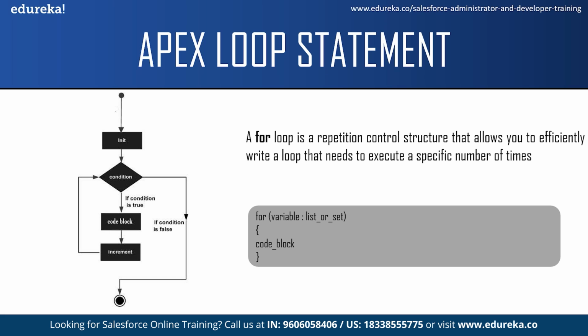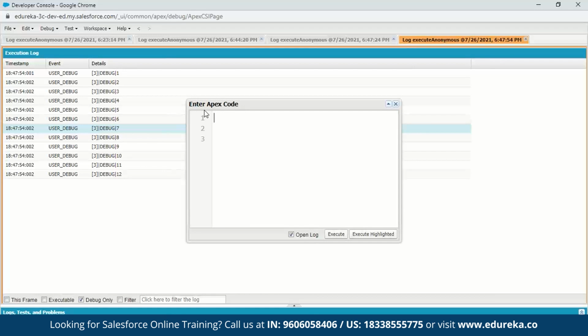Now let me switch back to my Salesforce console to show you the working of the for loop. Here I'm going to make a list of integer values equal to a new integer list. We're going to make a list of integers. Here you should also specify the values of the list. Let it be a list of numbers from 1 to 10. After this, we'll add the for condition.